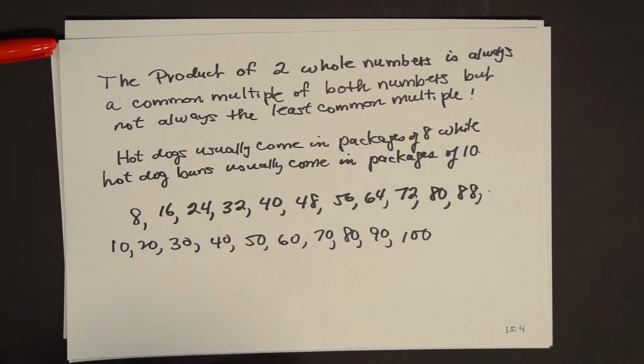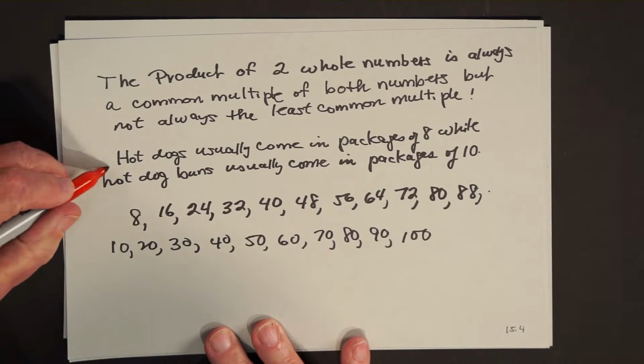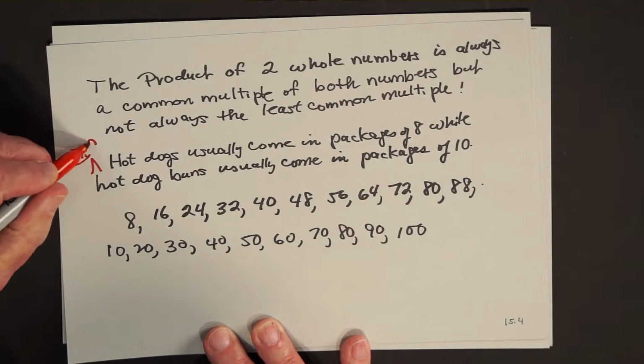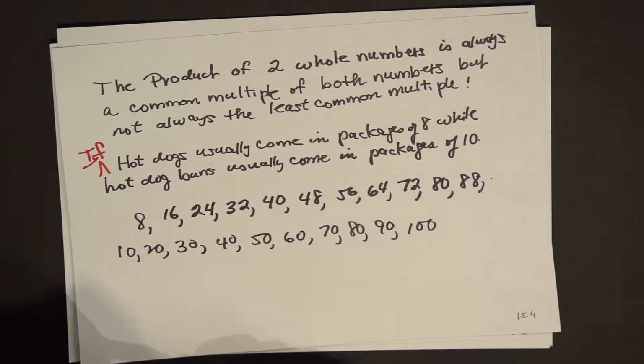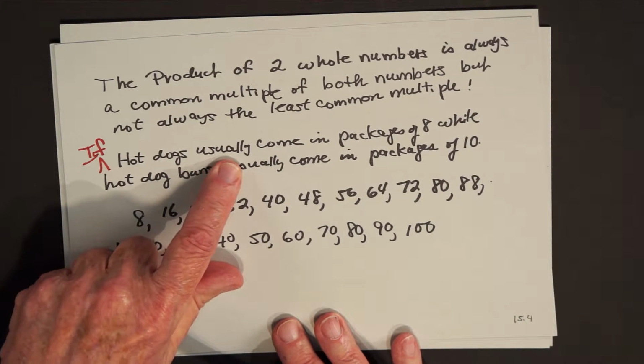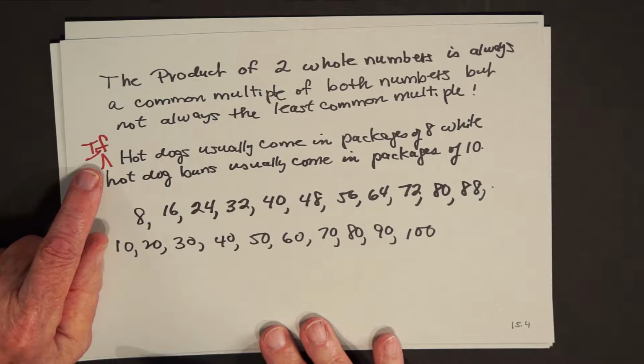And I can't verify that hot dog buns usually come in packages of 10, because the ones I buy usually come in packages of 12. But that's the nice part about math. You see, what you really should be saying is "if." Now if I put the word "if" in here, I don't even have to use "usually." I'm just giving you a hypothetical situation.